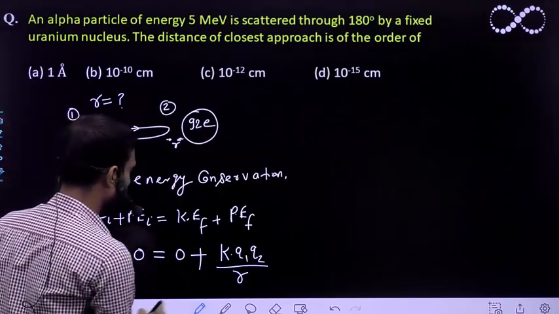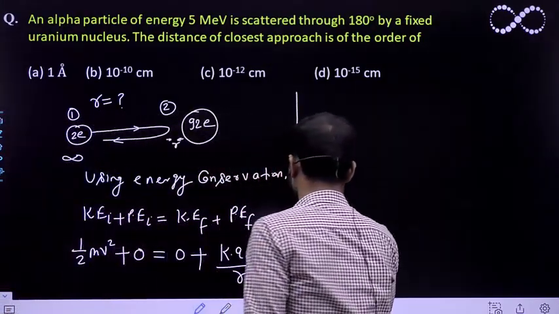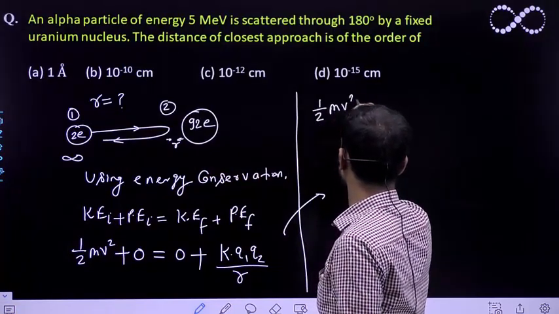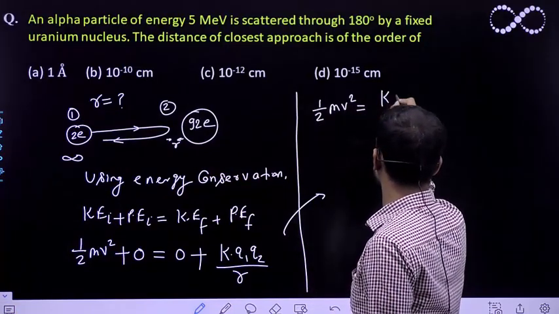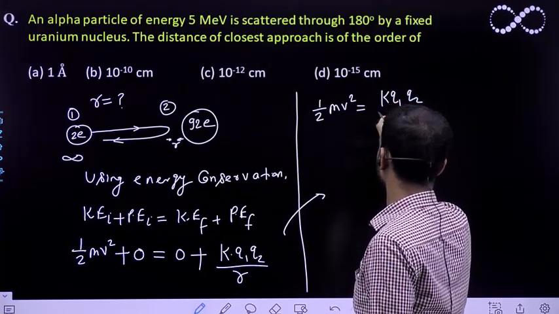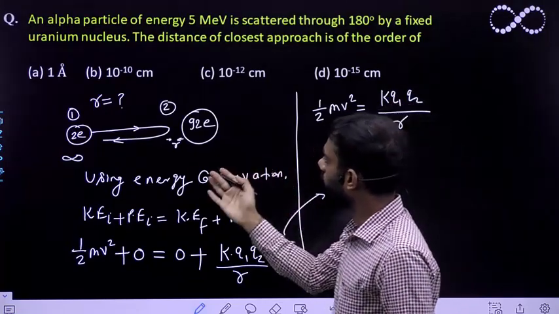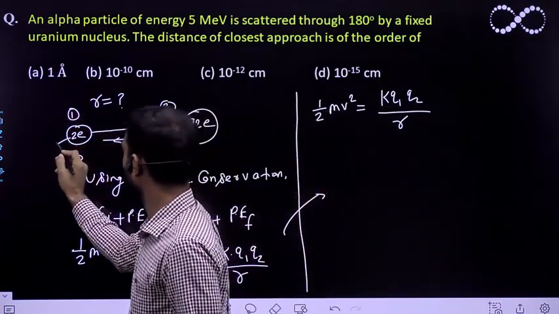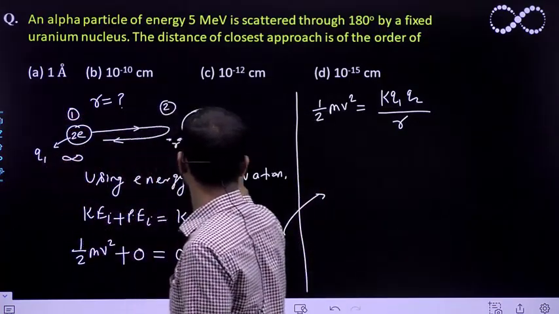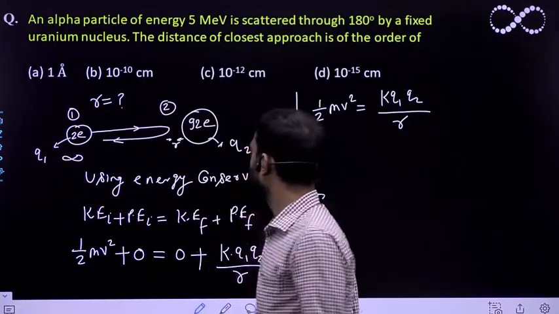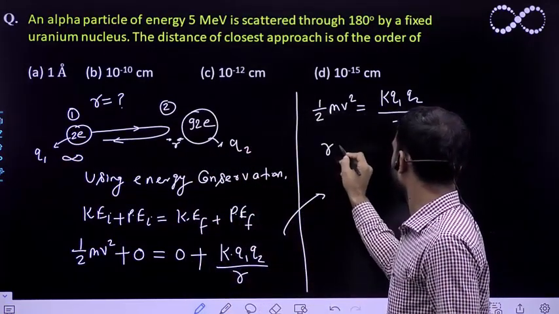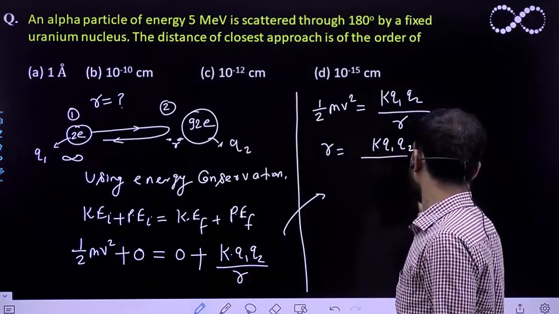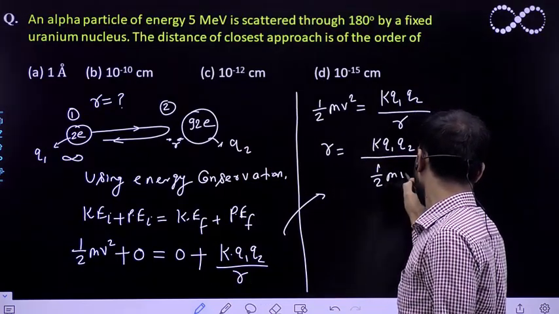Now I need to find r from here. So I can say 1 upon 2 mv square is equal to k q1 q2 upon r. You can take any one as q1; I am calling this q1 and this q2. So I need to find r here. r will become k q1 q2 upon 1 by 2 m v square.